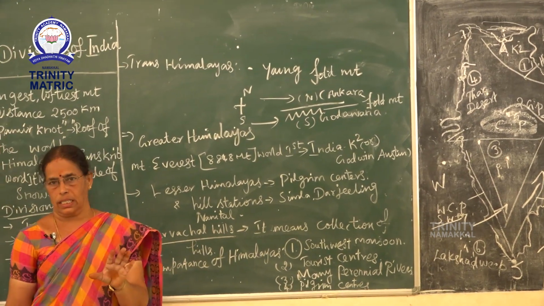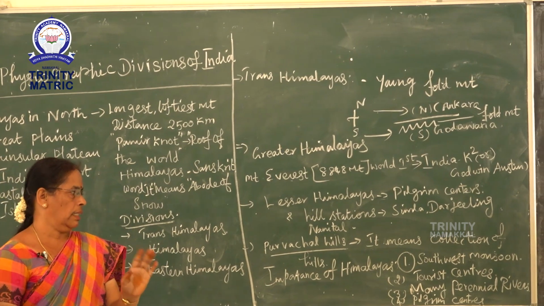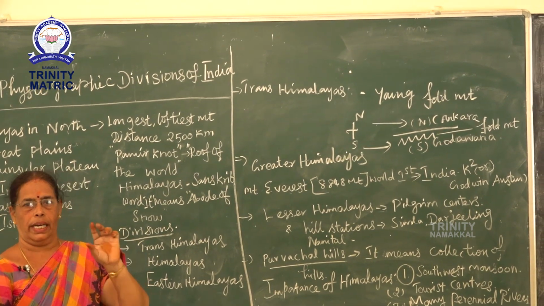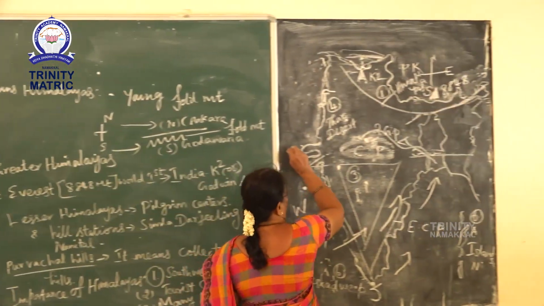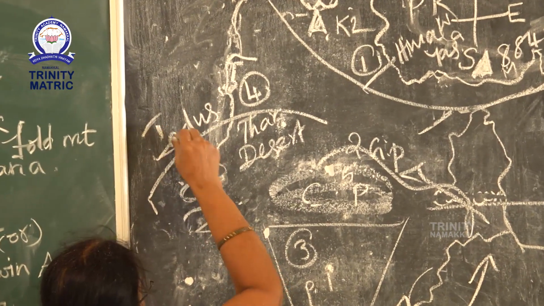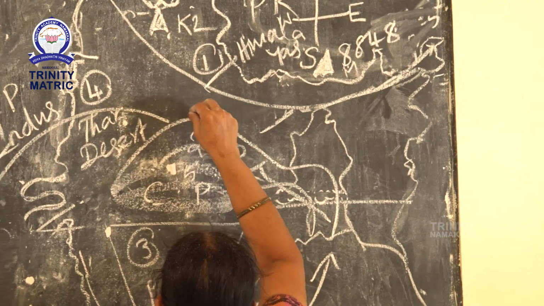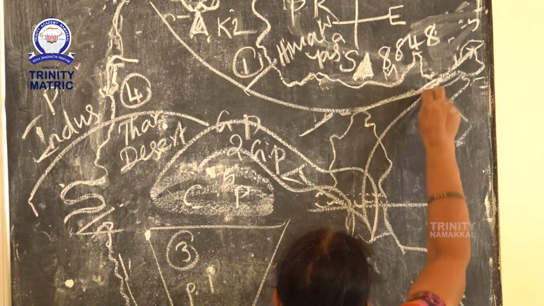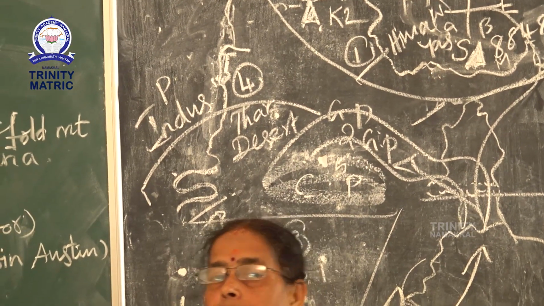Then tourist centers, the hill stations. And third, many perennial rivers. You know, that is a perennial river. This side is the Indus River, then this side, the gorge of Pakistan. Here, what river? That is the Great Plains. That side is the Brahmaputra River. These are called perennial rivers.